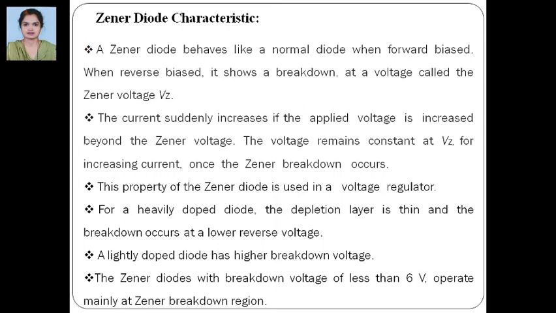Only one point we have to remember here: up to the Zener voltage Vz, current remains constant, and after breakdown happens, the current increases sharply and goes to the maximum value. Thus voltage is regulated.